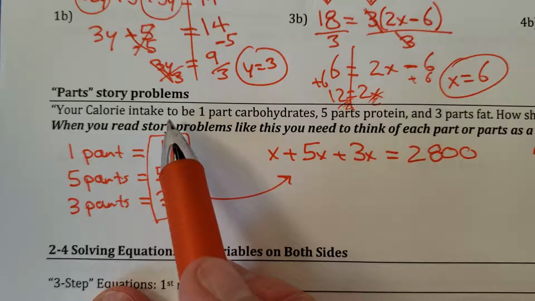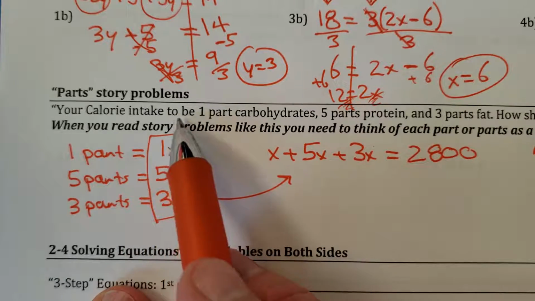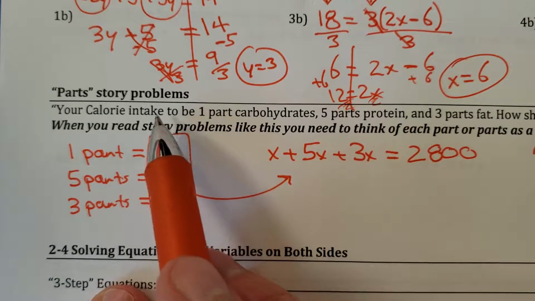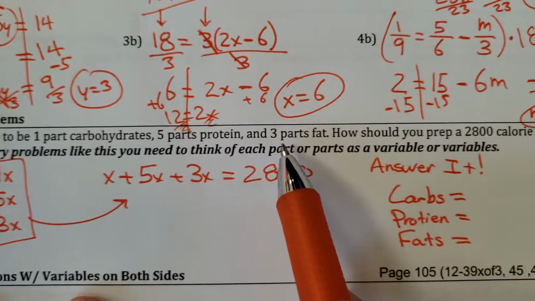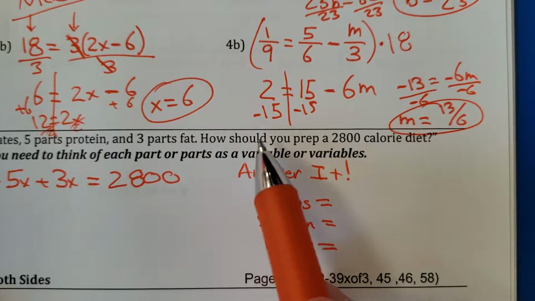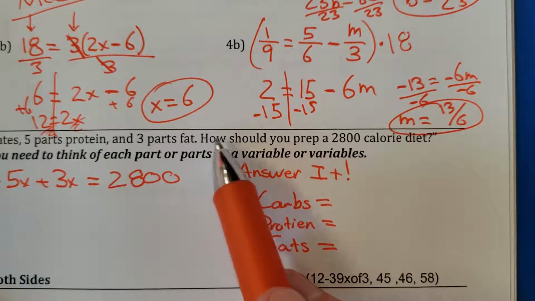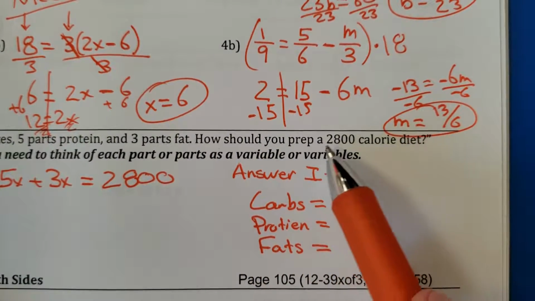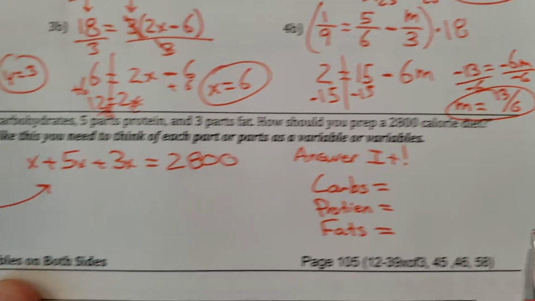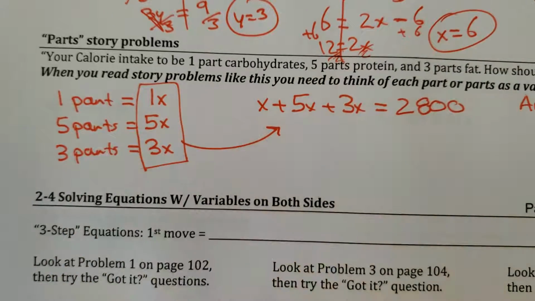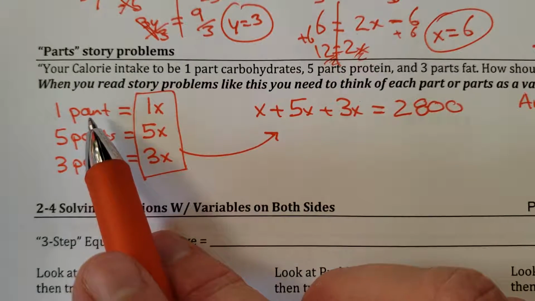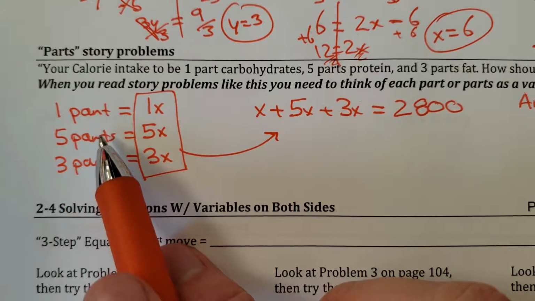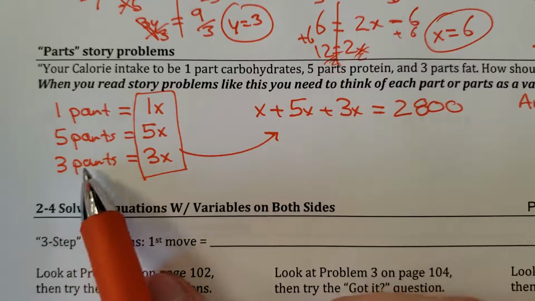Your calorie intake should be whatever. Good job, good reading. It is 1 part carbohydrates, 5 parts protein, and then 3 parts fat. How should you prep a 2,800 calorie diet? There are actually some Schoology questions just like this, but here's how it is. Carbohydrates are 1 part, protein is 5 parts, and fats are 3 parts.